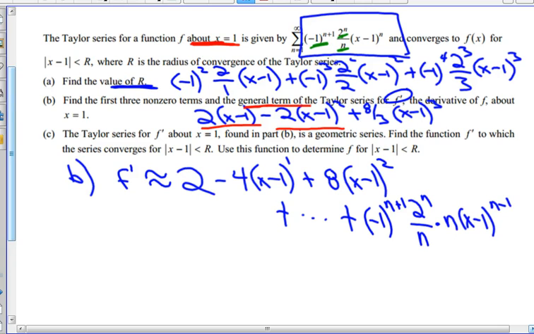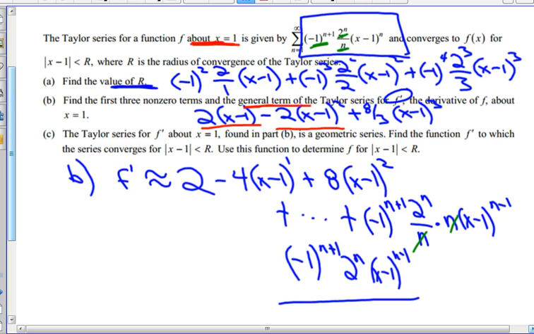And at this point, you could reduce a little bit. The n's cancel out. Not necessary, but you might as well. And so I get my general term is -1 to the n plus 1, 2 to the n, and x minus 1 to the n minus 1. So there's my general term.